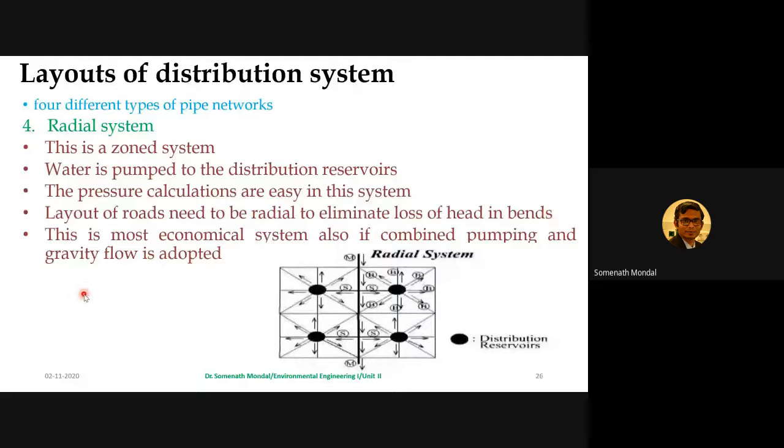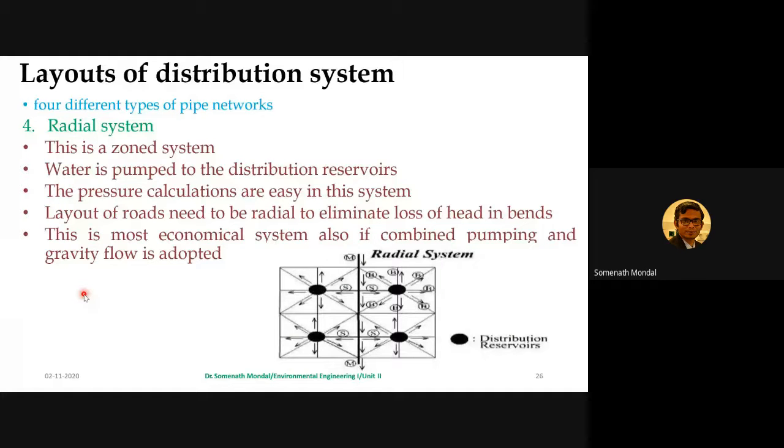Now coming to the last one, that is the radial system. In this system, you can see that we have the distribution reservoirs, denoted as black circles, and then we have the main pipeline. If a city or a town has a system of radial roads emerging from different centers, the pipelines can be best laid in the radial method by placing the distribution reservoirs at these centers. So we can have it in a radial direction, since our roads are also radial and the nature of agglomeration is also like that. So this system would be apt for those kinds of situations.